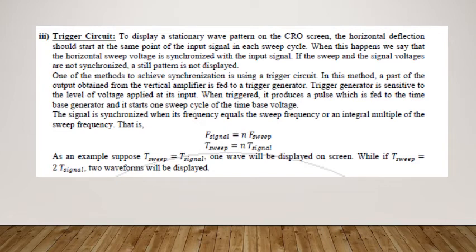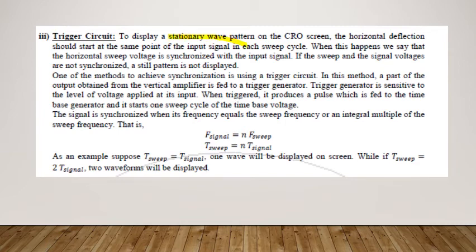I think all of you are aware of this. Whenever we have any competition like athletics, we always use a trigger. Who will start the process at the same time? Suppose 10 persons are participating in one athletic competition. Then triggering is that you have to push something, shout, or whistle. That's called triggering. This type of circuit we also use in the CRO to display a stationary wave.